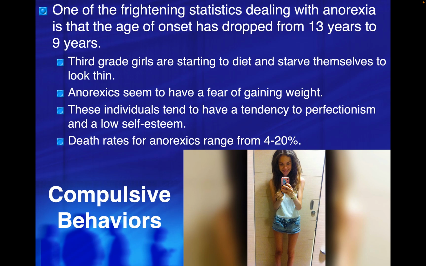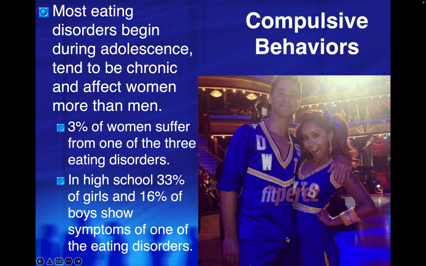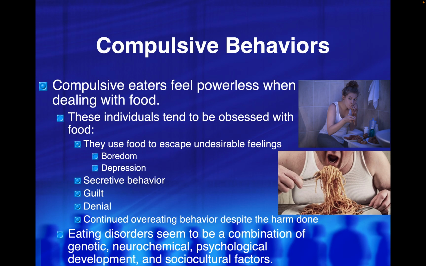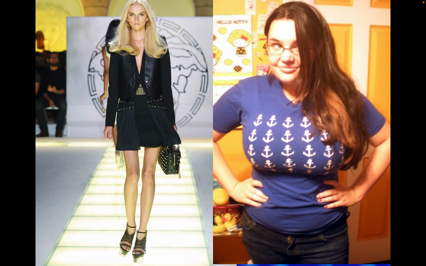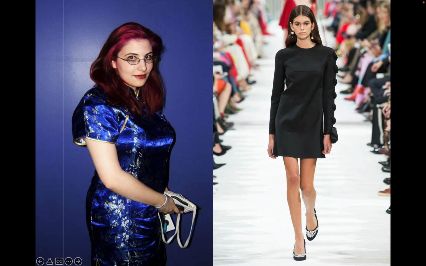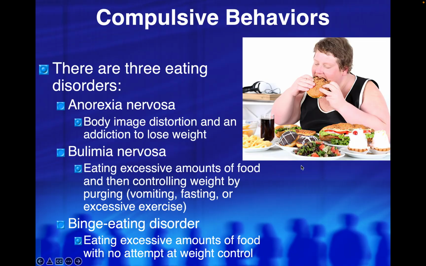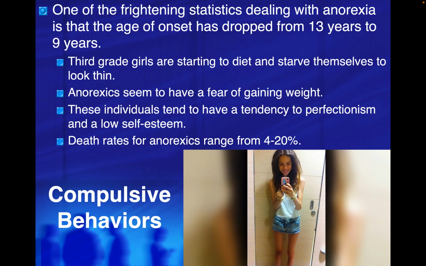Anorexics seem to have a fear of gaining weight. These individuals tend to have a tendency to perfectionism and a low self-esteem. This is called a thigh gap, this right here. And this is what they're looking for. Oh, you can't see it. She's got her legs crossed. Wait a minute. Oh, you can't see them, can you? Thigh gap. That's a thigh gap. You can't see it very well there. Okay, anyway. That's what they're seeking, this thigh gap.